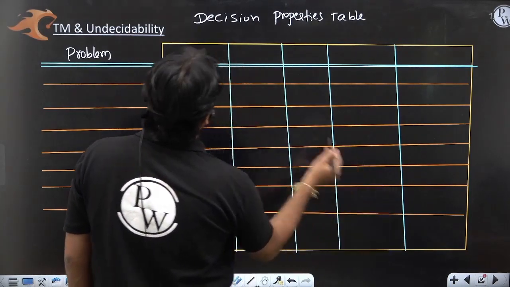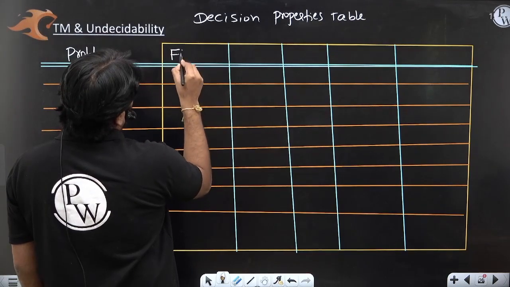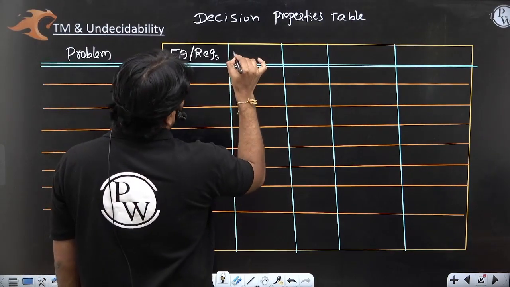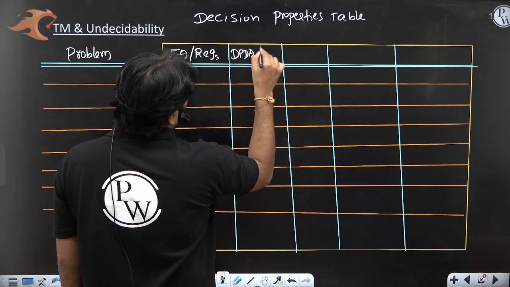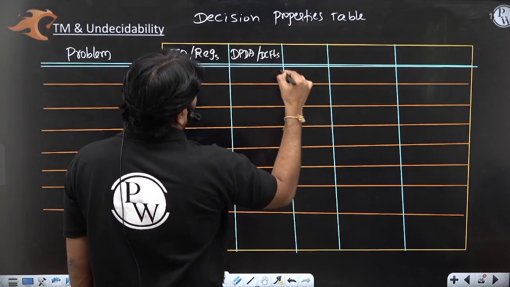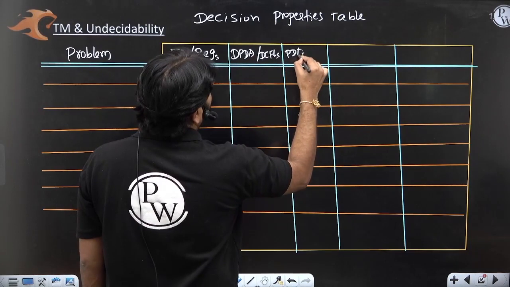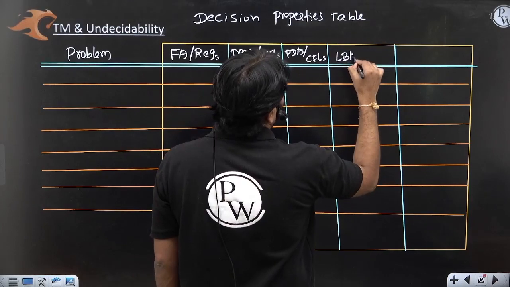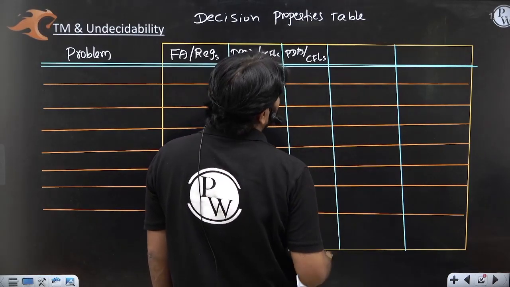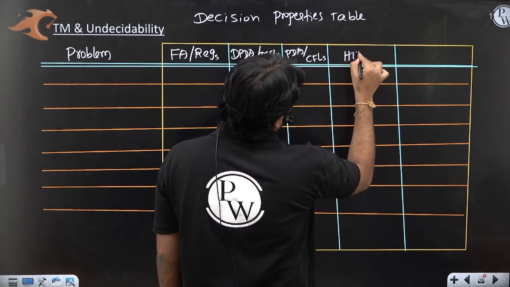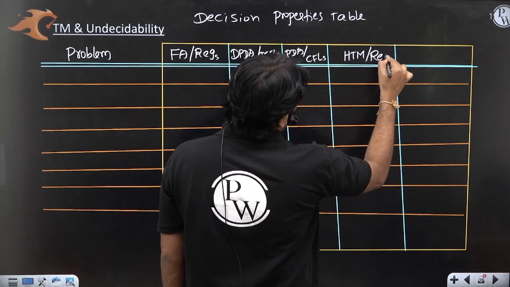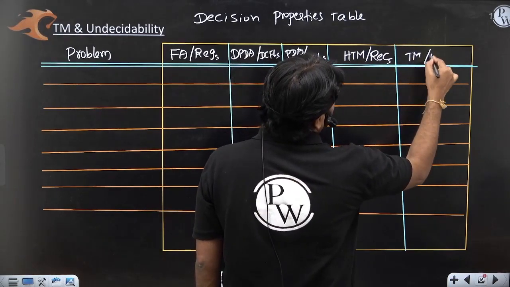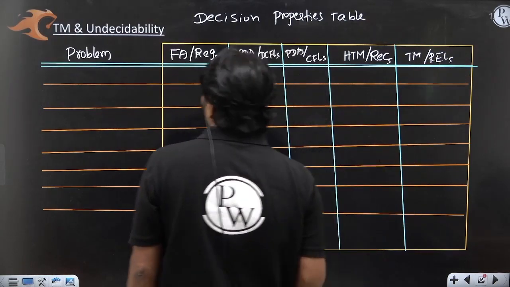Let me write one by one. So this is about finite automata or regular languages, or regular grammars or regular expressions; DPDA or deterministic context free languages; and PDA, push down automata or context free languages; linear bounded automata. I'm just writing HTM as we don't have linear bounded automata in the syllabus. Let me write HTM or recursive languages, REC. Then Turing machine or RELs, recursively enumerable languages.